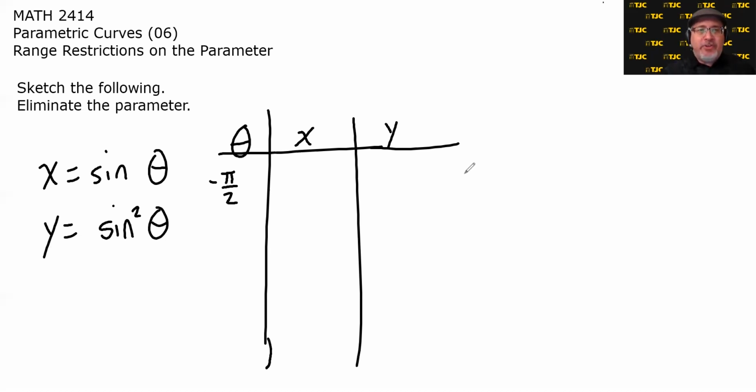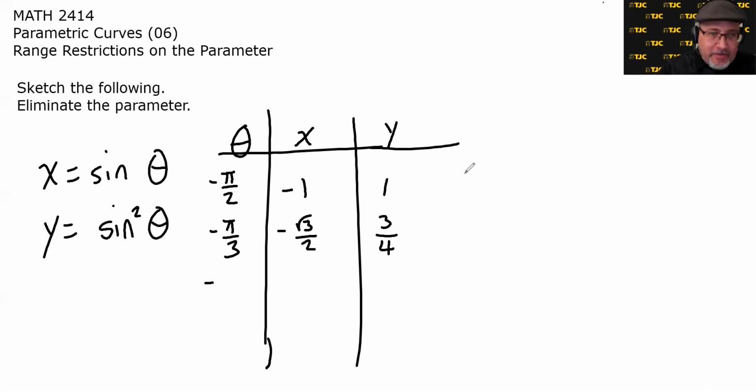Sine of negative pi over 2 is -1. And when we square that, we get 1. Remember, y is just the square of sine. It's almost like y is just the square of x. Let's next go to negative pi over 3. And the sine of that is negative square root of 3 over 2. And when we square that, we get 3/4.